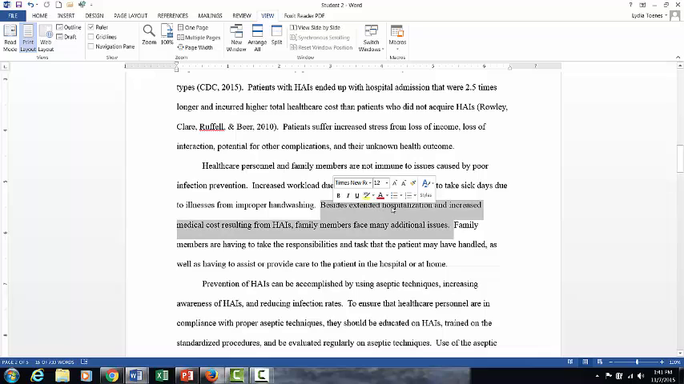Besides extended hospitalization, increased medical costs resulting from HAIs, family members face many additional issues. That's a great transition sentence that this student did. Kudos. So I promise there are a lot of good things in this paper. I'm just not pointing them out right now for time's sake because I know I'm going extremely long.